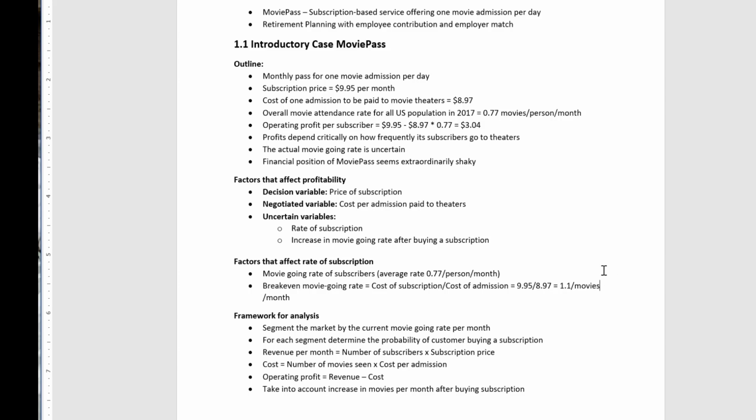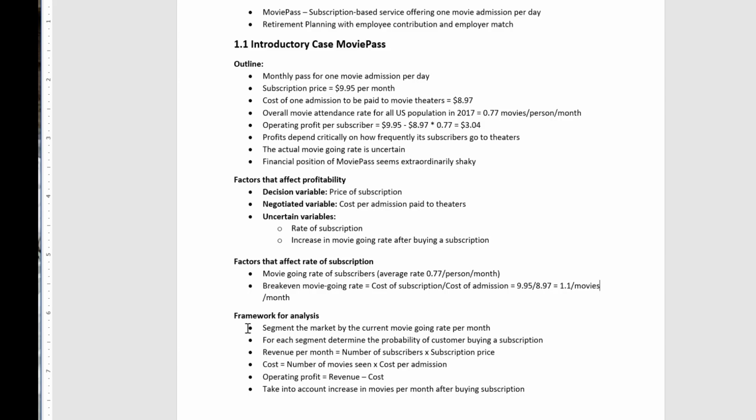At that point, if you continue without subscription or if you buy a subscription, you will be even. Okay, but if your movie going rate is more than 1.1, then you will be financially better off, and if it is less than 1.1, then subscription is not for you. But of course, for those who go to movies at a smaller rate than 1.1, after purchasing a subscription, they may increase their rate to greater than 1.1. In that case, it will make sense.